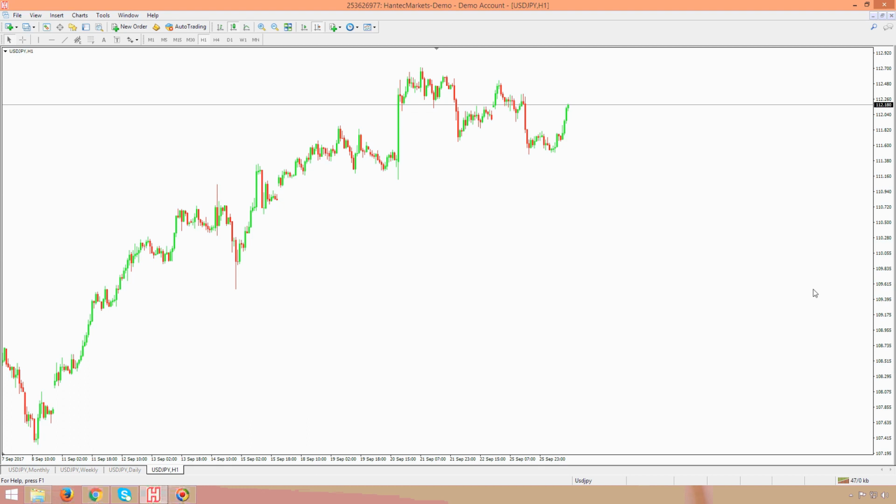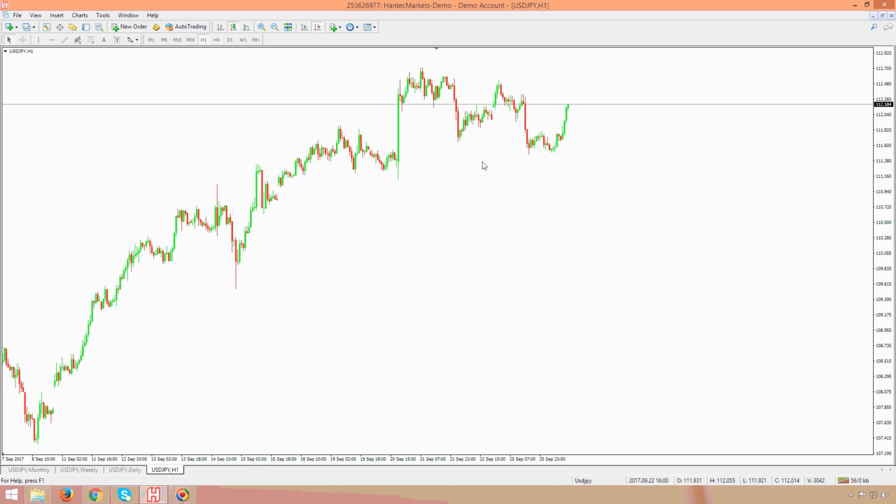Now this is the MetaTrader platform, but the types of order that we will discuss here are valid for any number of trading platforms, be it an in-house built one, or JForex, or MetaTrader, or whatever you have. These are the orders we want to discuss.